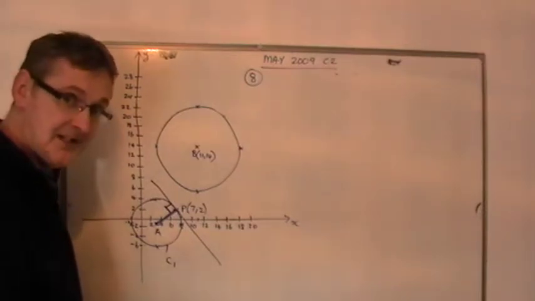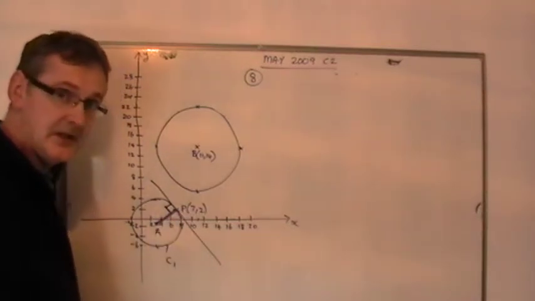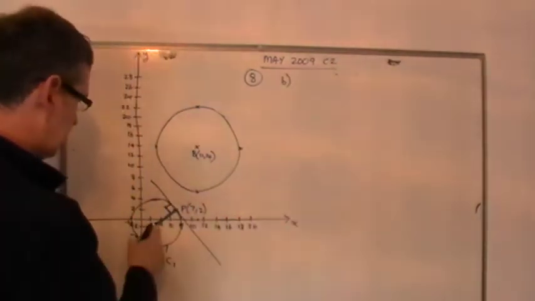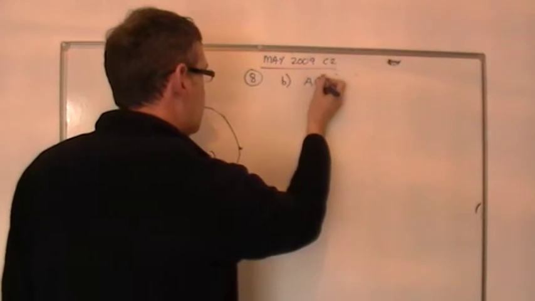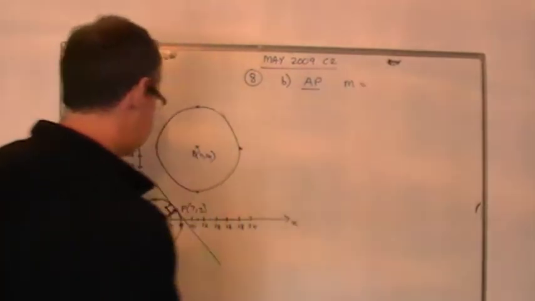If I know the gradient of the tangent, I can use the point P to go with it, and I can work out the equation of the tangent. So that's what I'm going to do. So here we go, part B. I'm first of all going to look at the line A to P, which is that radius I've drawn, and I'm going to work out its gradient, which I'll call M.